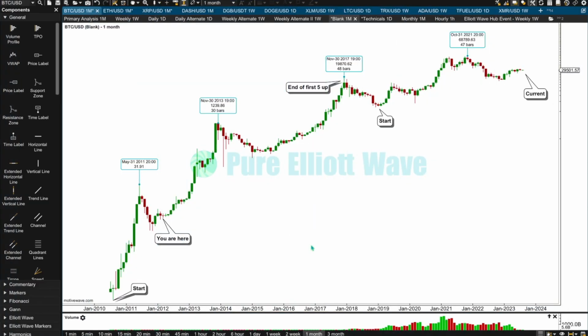I cannot give you my Elliott Wave analysis. I'm going to update that shortly for my membership at Pure Elliott Wave. But I do still want to, again, I think it's a really good time to take a little step back and look at the bigger picture.